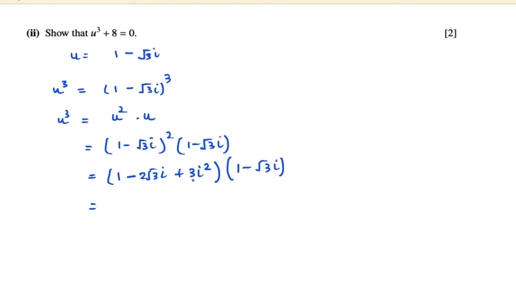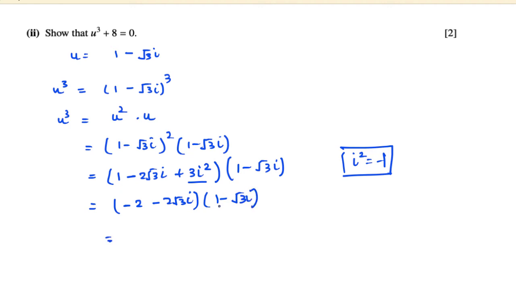Okay, now we know the value of i square equals negative 1. If we substitute this value, we'll get negative 3 here, and this is 1 over here. So negative 2 root 3i multiplied by 1 minus root 3i. We'll multiply by 1 these two terms, then multiply by negative root 3i these two terms. When we multiply by 1, we get negative 2 root 3i, and when you multiply by negative root 3i, this will give you positive 2 root 3i, and this will give you again positive root 3 into root 3 is 3, 3 into 2 is 6i square.